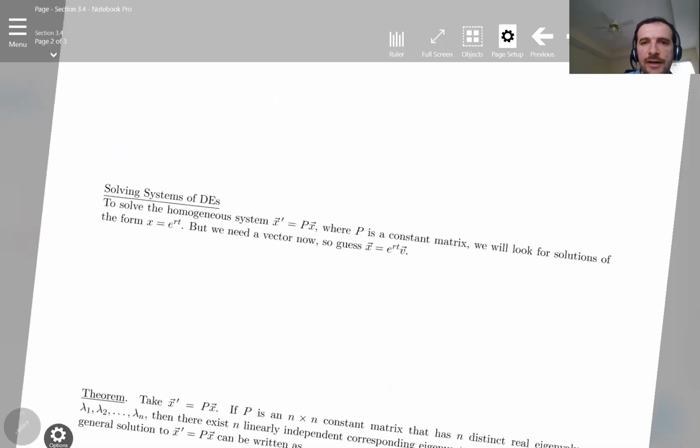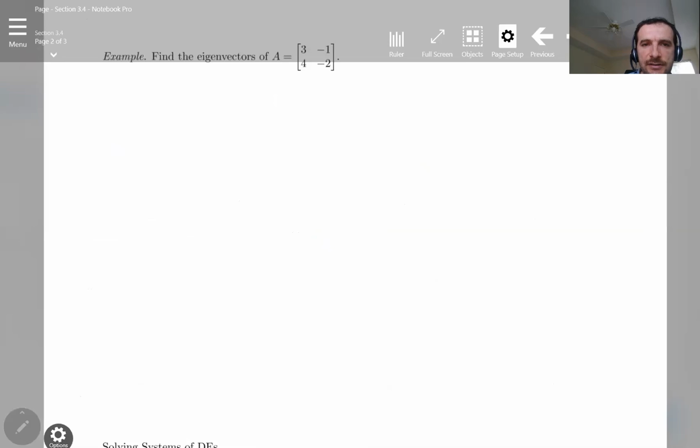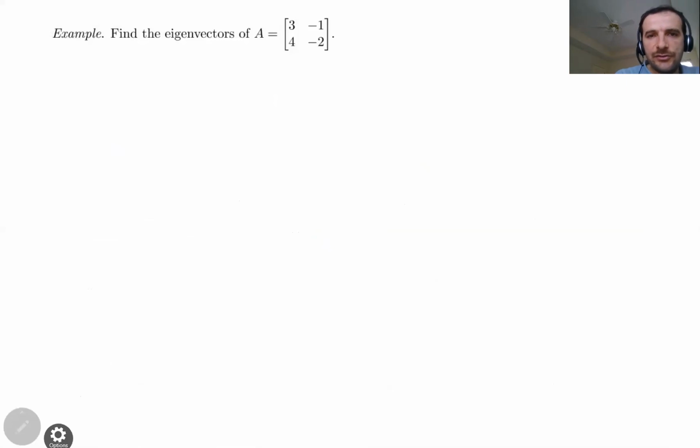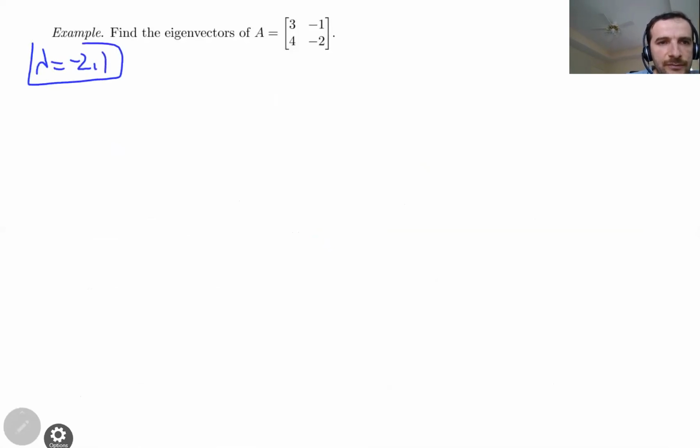So let's also find the eigenvectors of the same matrix. So what are the eigenvalues? Let me write them down again. Here, lambda is 2 and minus 1, right? These are the eigenvalues. And to get the eigenvectors, we need to look at this equation. What was that equation? Remember, A minus lambda I times v is equal to 0. That v here will be the eigenvectors of the corresponding eigenvalue. So let me start with negative 2.